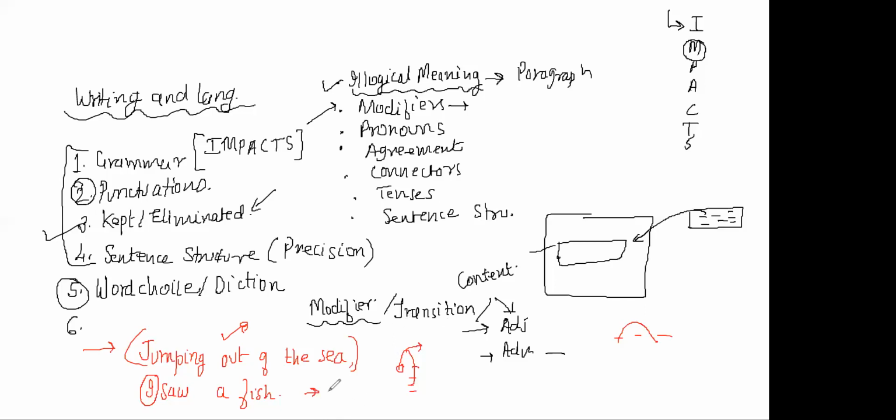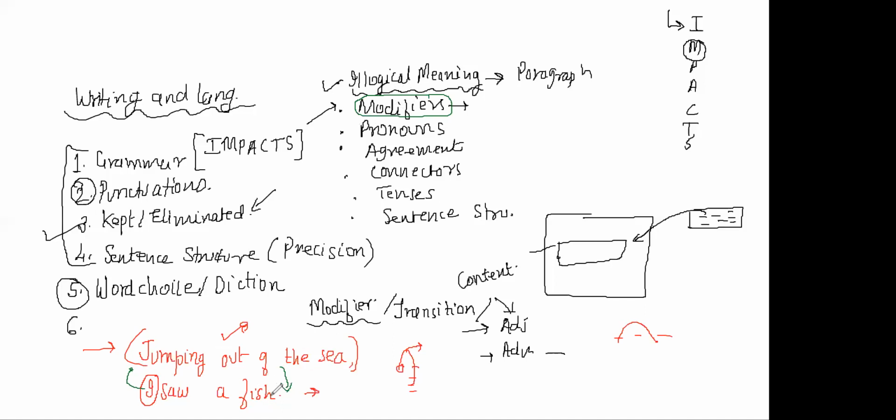I'll put the participle phrase in the end. Yeah, that makes sense. I read this first and then I put it here. I saw a fish jumping out of the sea. Fantastic. That's correct. So the placement of modifiers is important. If this modifier is before I, it is qualifying I. If it is before fish, that means it is qualifying fish. And we'll see these kinds of questions there.